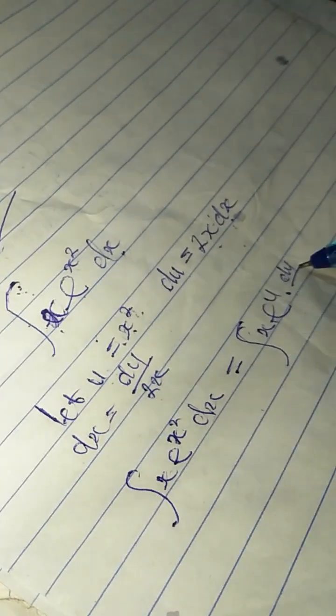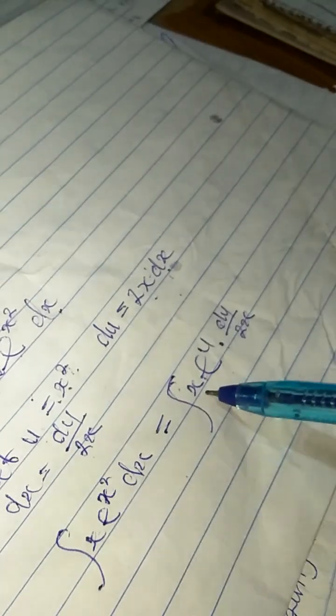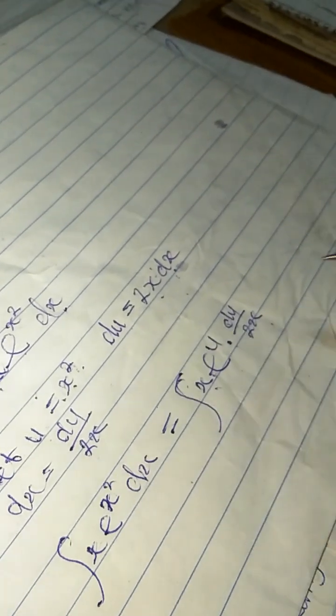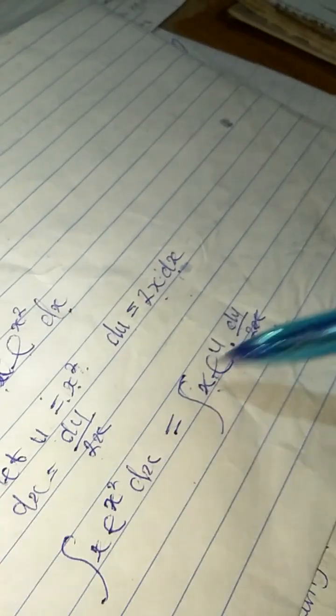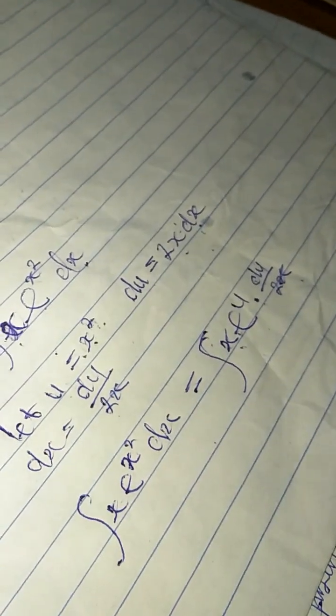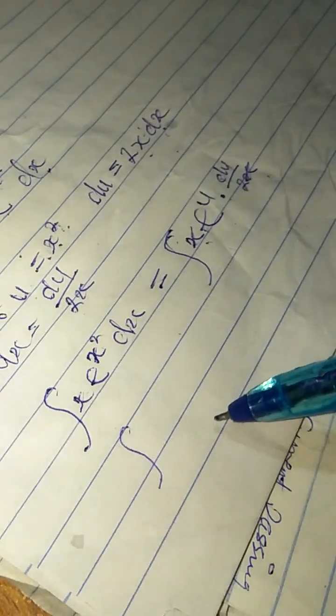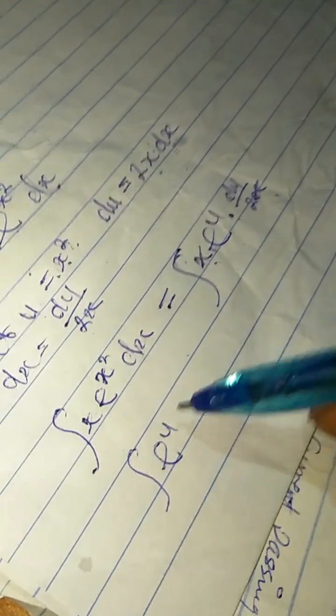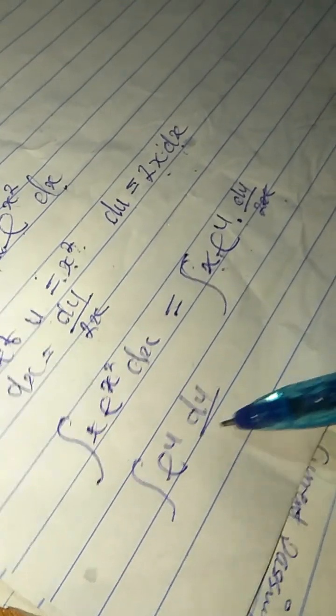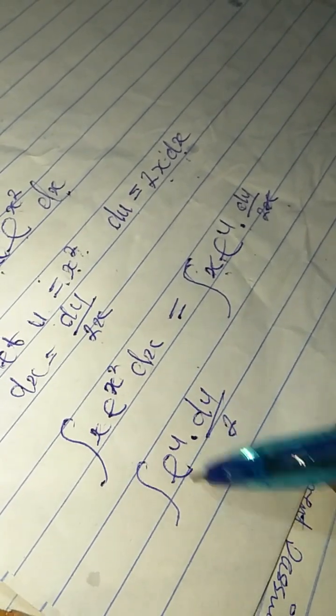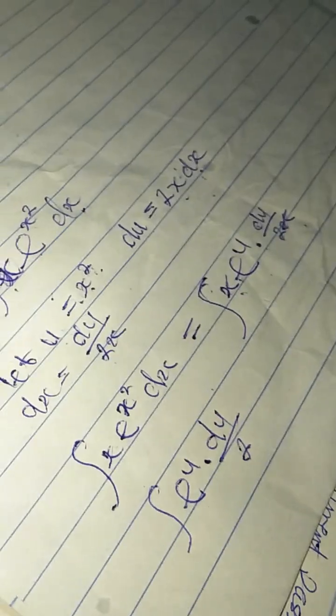So at this juncture, I'm seeing x here, I'm seeing x here, so I can just cancel these like terms. So I am left with the integral of e^u du over 2. This e^u is multiplied by du over 2.